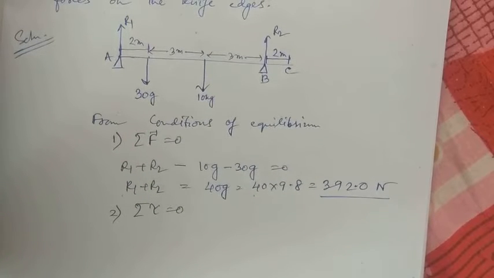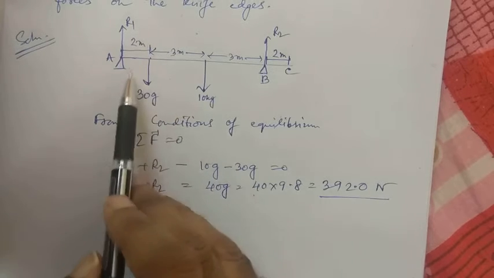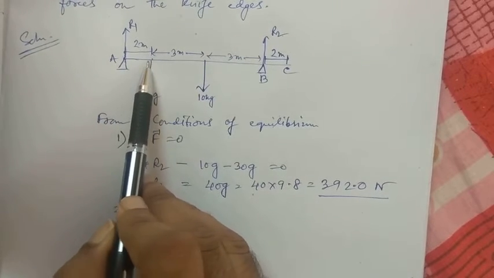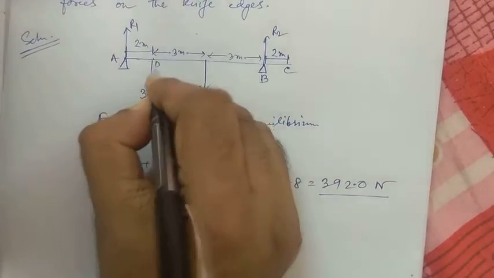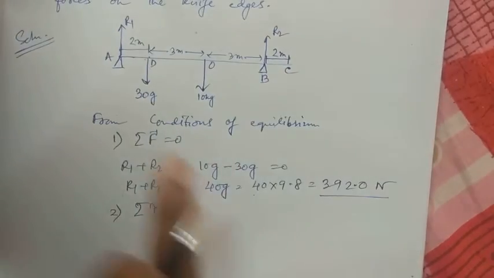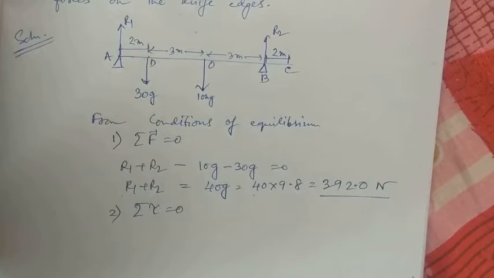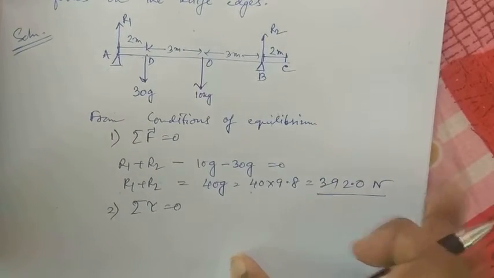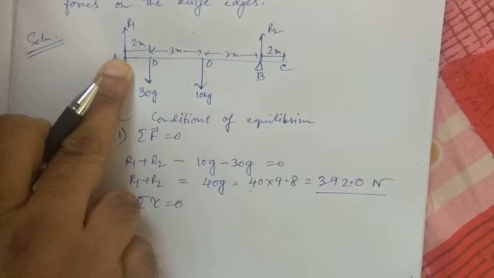Now another condition of equilibrium is that the summation of tau must be equal to 0. This is a very important thing to learn. First, we have to take the moment about a point. Now there are so many points. We can name this point D, this point O, this is B, this is C. We can take moments with respect to any one of the points. So let us take the moments about the point A.